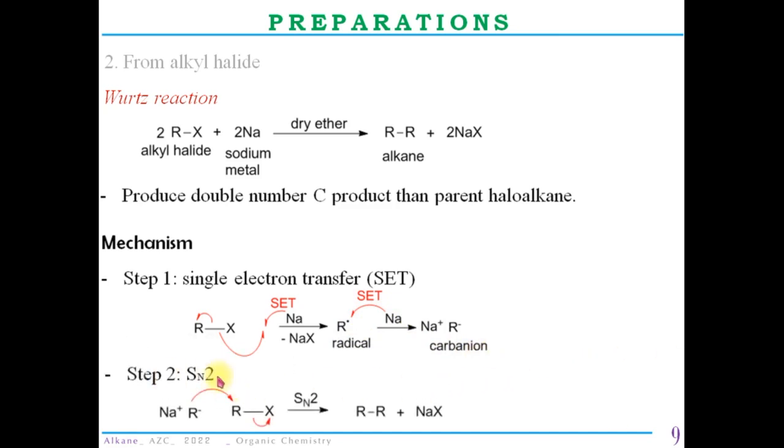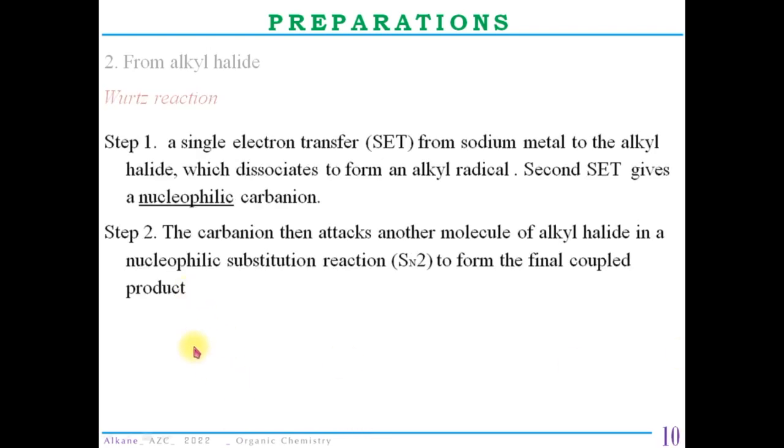The second step is a substitution nucleophilic bimolecular reaction, where this carbanion attacks this alkyl halide, which is our reactant. There is removal of this halogen and bonding between both alkyl groups, which gives alkane. Here is the explanation of both steps of the mechanism.